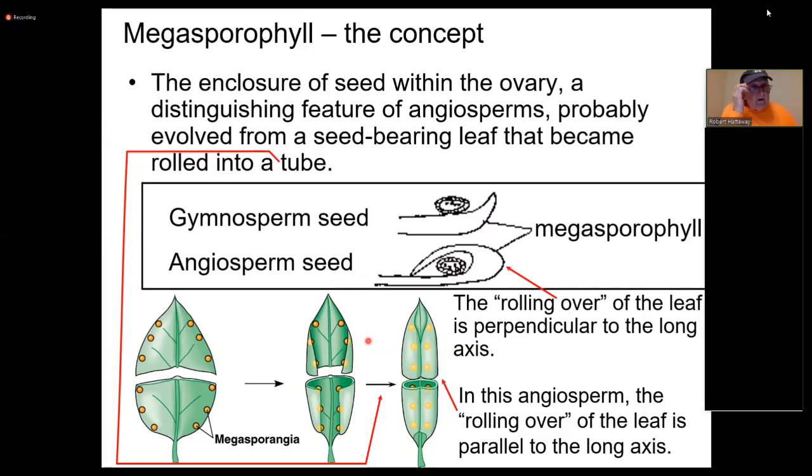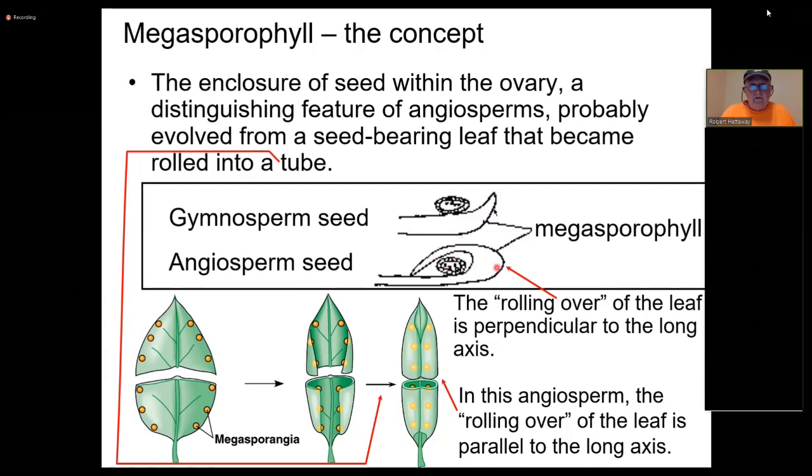It's hard to understand the concept of sporophyll, let alone megasporophyll, but megasporophyll is the one that contains the seed. The enclosure of a seed within the ovary, a distinguishing feature of flowering plants, angiosperms, probably evolved from a seed-bearing leaf that became rolled into a tube. And in this case, up here, the rolling over of the leaf is perpendicular to the long axis.